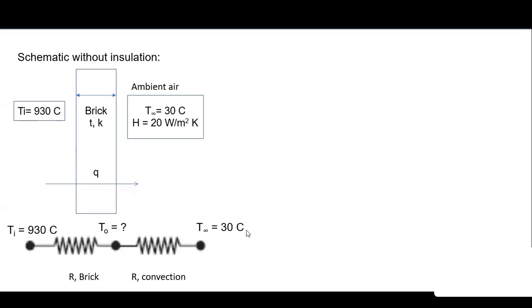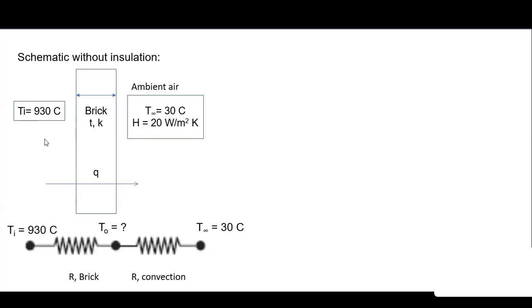So let us start. Without insulation, I can draw the schematic like this. You can see that the inside surface temperature is 930 degrees Celsius. There is a brick whose thickness is given, conductivity is given, and some heat is flowing through this. Ambient air is exposed on the other side, where the temperature is T infinity, 30 degrees Celsius. The heat transfer coefficient is small h, 20 watt per meter square Kelvin, and I'm just converting it into a circuit.